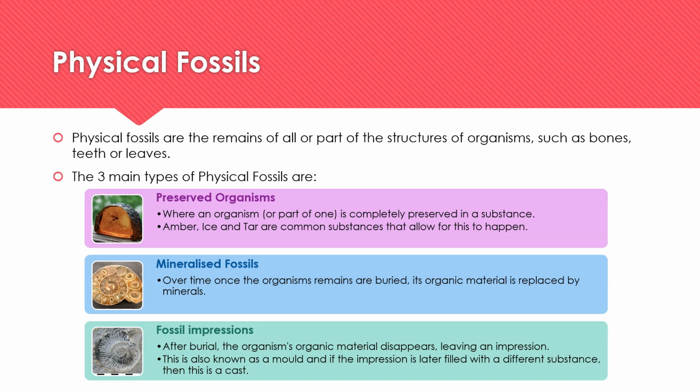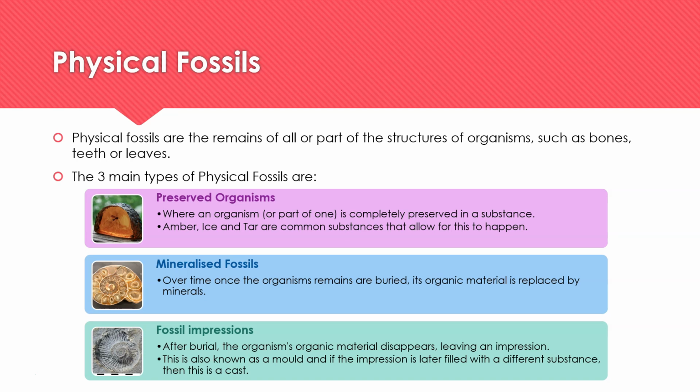Mineralized fossils, where, as we were talking about earlier, it gets buried and then the minerals replace the hard parts. The organisms' remains are buried, the organic material gets replaced by the minerals, leading to something that has the same shape and form as the original organism's bits, like a bone for instance, but it's now made up of all these minerals instead of what it was originally made up of.